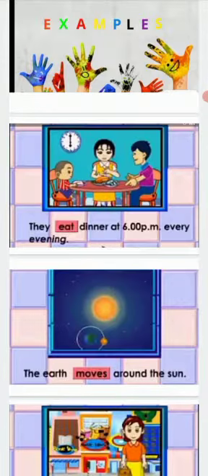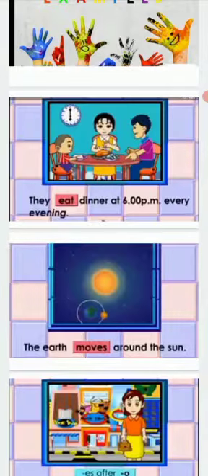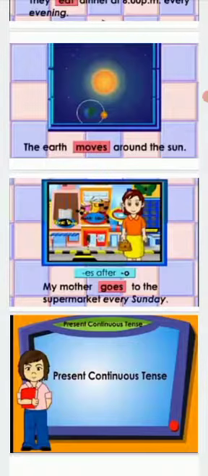First example is they eat dinner at 6 p.m. every evening. Students, in this sentence there is every evening, which means it is showing that it happens regularly. It is a routine work. And you have to keep in mind the subject. What is the subject? Here the subject is they. They is a plural subject, so we use here only the first form of verb. They eat dinner at 6 p.m. every evening.